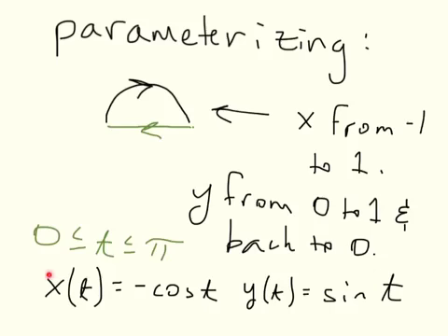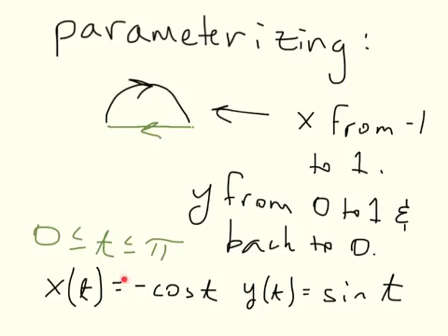We choose x of t is negative cosine t and start with t equals 0. So at time 0, cosine is 1, so this gives us -1. And we go to time pi, at which point cosine is -1, so this gives us 1. So that's great for x. It's going from -1 to 1. And then for y, we choose sine of t, and that is 0 at 0, and it's 0 again at pi. And in between, at pi over 2, it will hit 1.